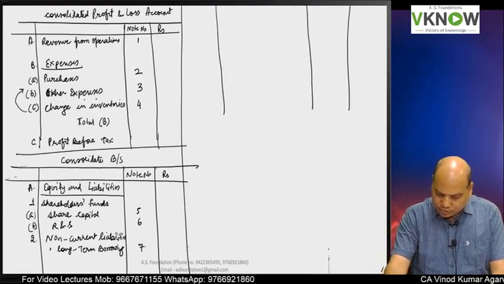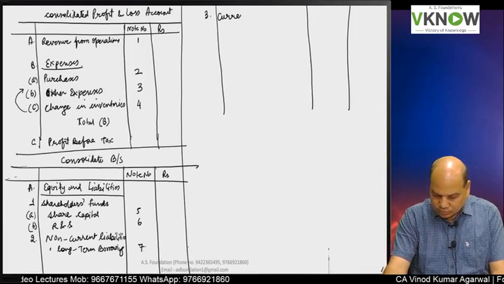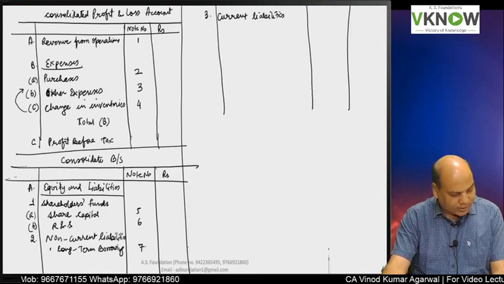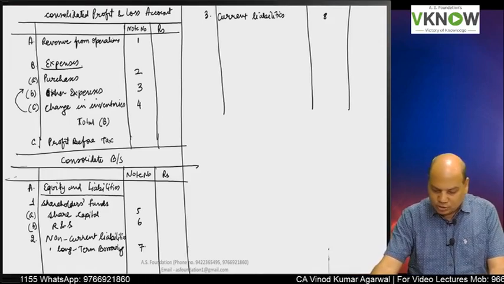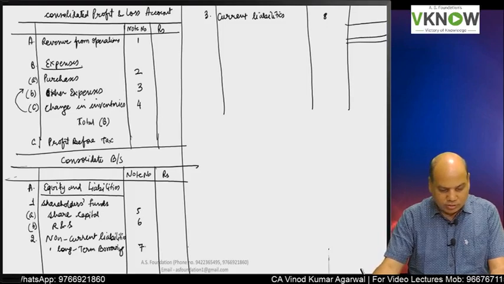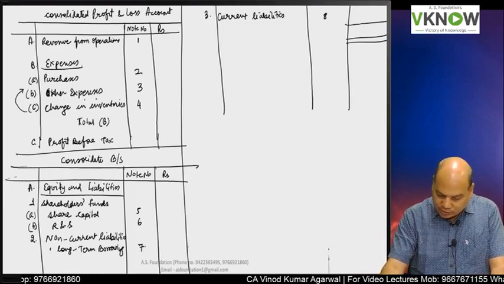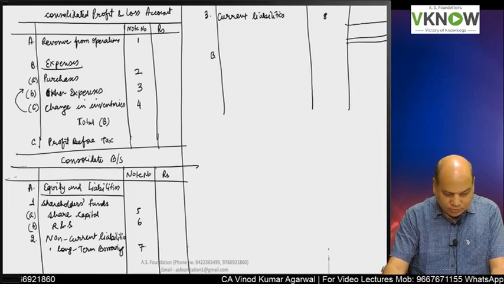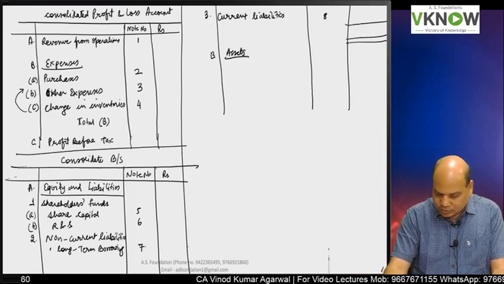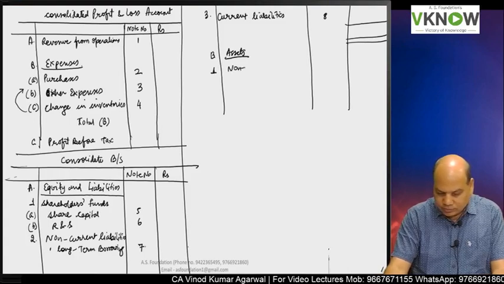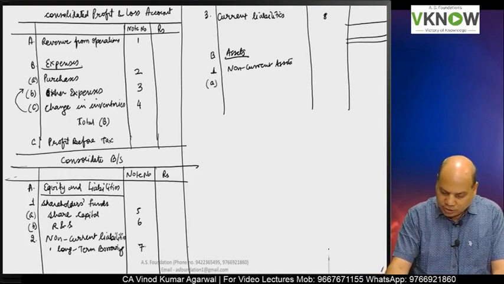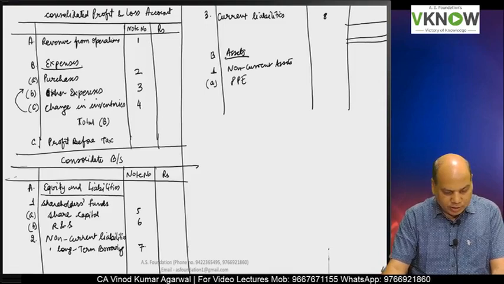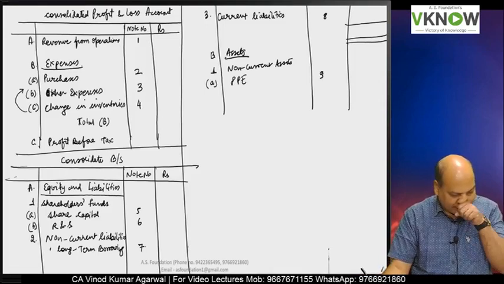Then next point number 3, write down current liabilities. Under current liabilities, you don't have any further breakup, so just write down note number 8 and we'll take total of the liability side. Part B, write down assets. Under asset 1, write down non-current assets. Under non-current asset, write down property, plant and equipment, note number 9.